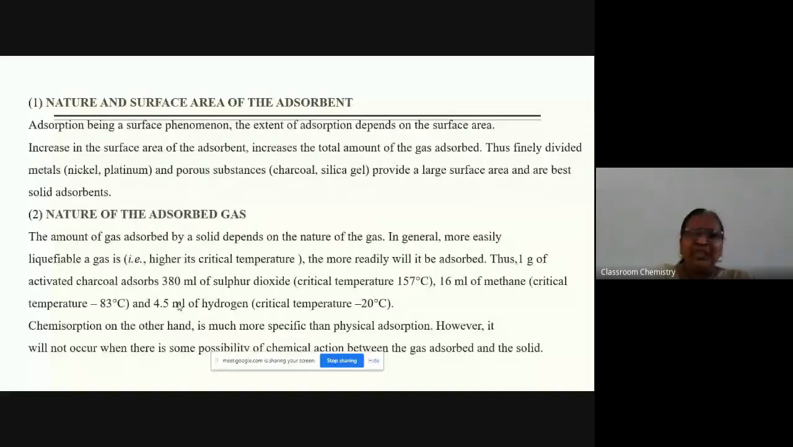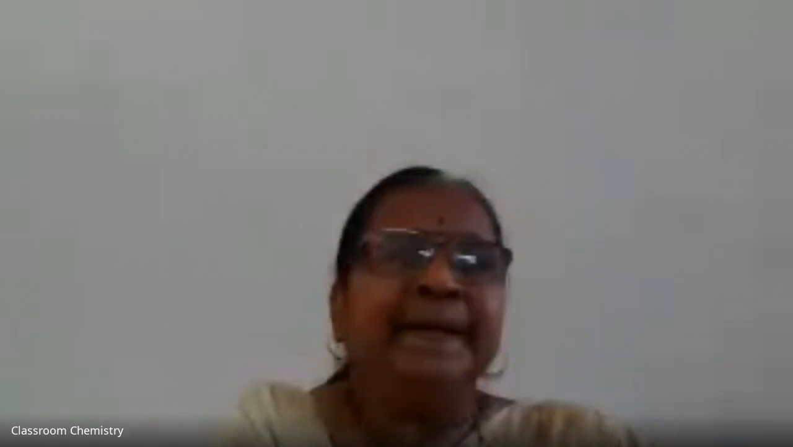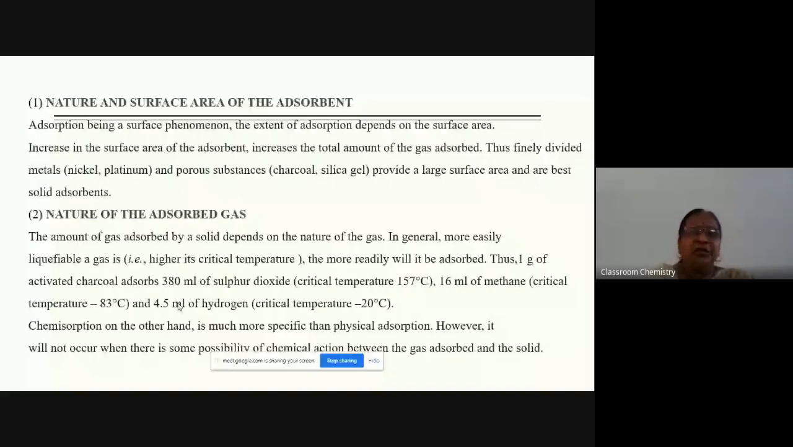Also the porous nature of the substance will provide a large surface area. म्हणजे finely divided and porous nature of the substance provides large surface area and therefore greater will be the adsorption. That is, the larger the surface area, the greater will be the adsorption. It is the first factor which affects adsorption, nature and surface area of the adsorbent.